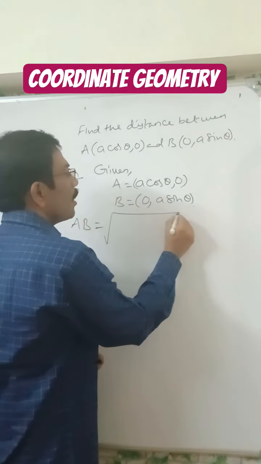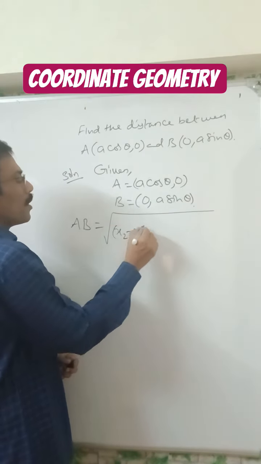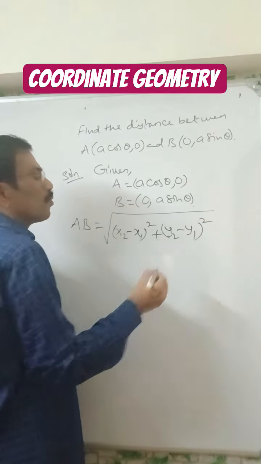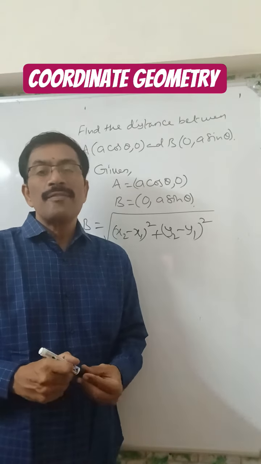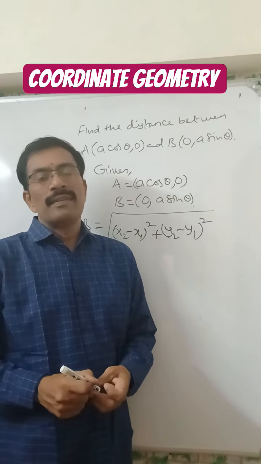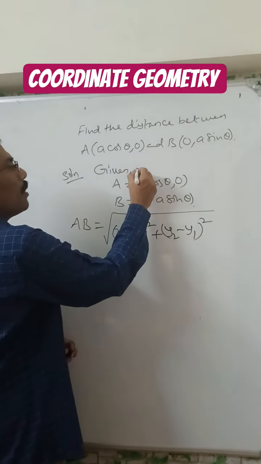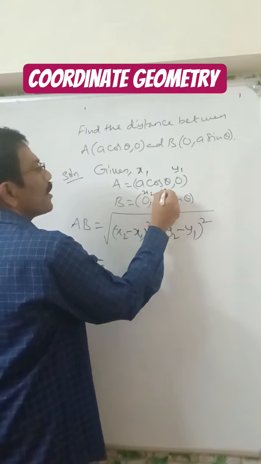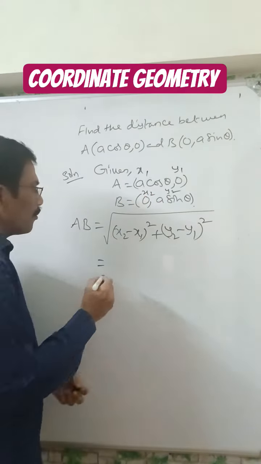What is the formula? Square root of x2 minus x1 whole square plus y2 minus y1 whole square. We use this formula to find the distance between any 2 points in the Cartesian plane. That is equal to. Now call the first point as x1 y1 and the second point as x2 y2. Just substitute these values in the formula.